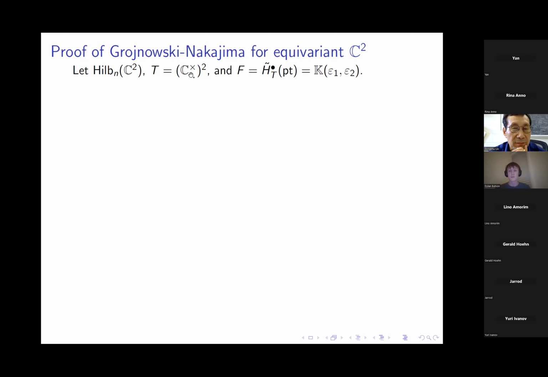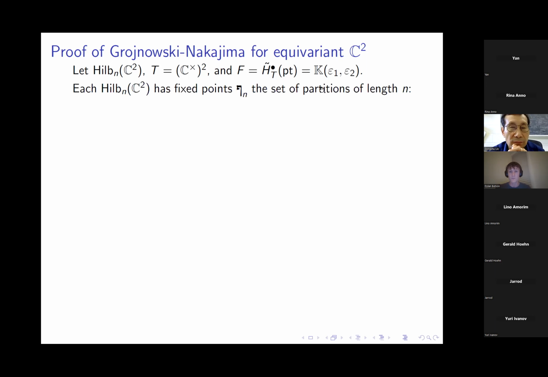However, C2 does have proper fixed points under the action of the torus (C*)^2, which acts on C2 in the obvious way by weight (1,1) on the two factors of C. And let F denote the field of fractions of the equivariant cohomology of a point with respect to this torus, which will just be the field of rational functions in two variables, which I'll call epsilon1 and epsilon2. So in 2 dimensions, you do not need the Calabi-Yau action of the torus, yeah? Yeah, that's right. Exactly. It's just the full torus, which later in 3D we'll see is identified with the Calabi-Yau subtorus.